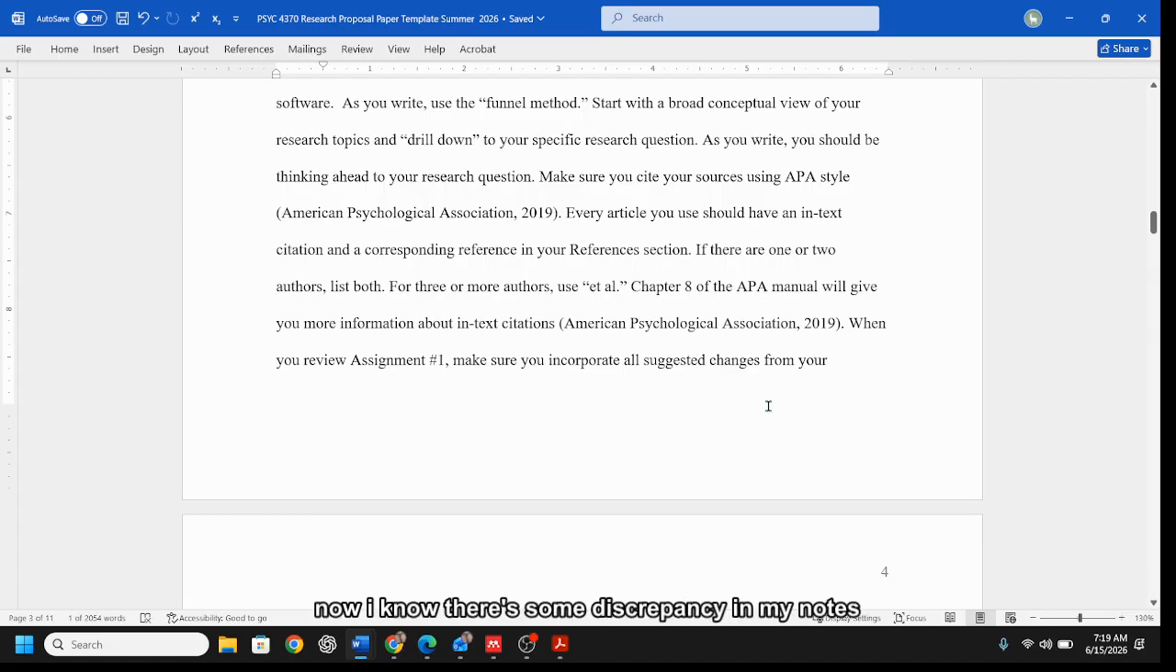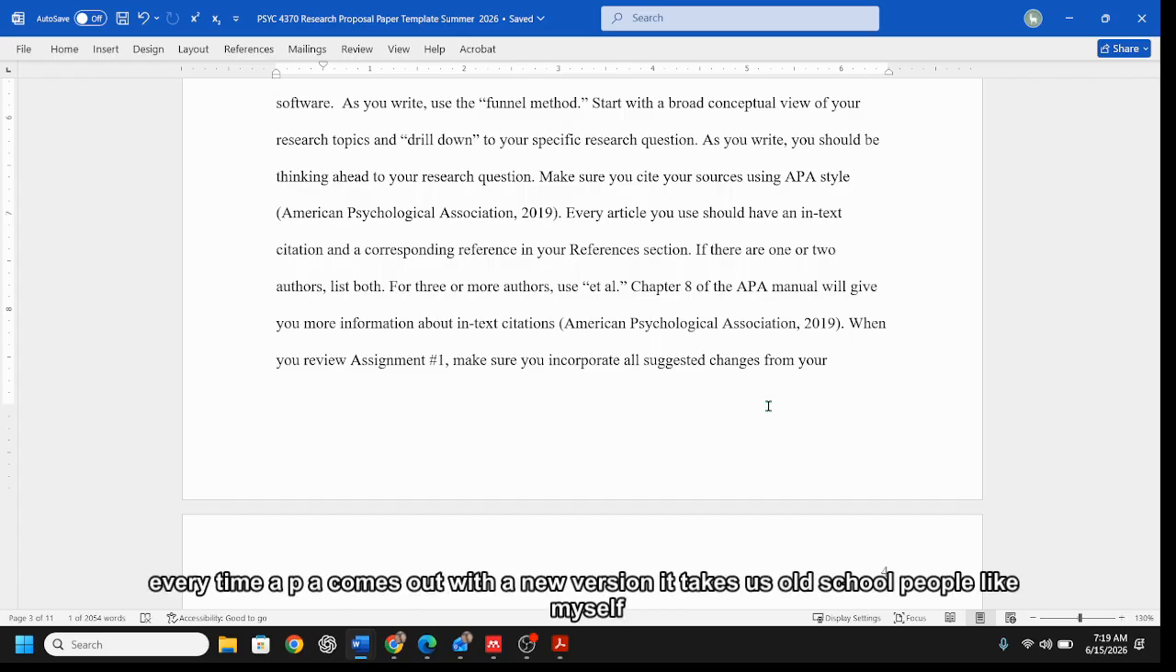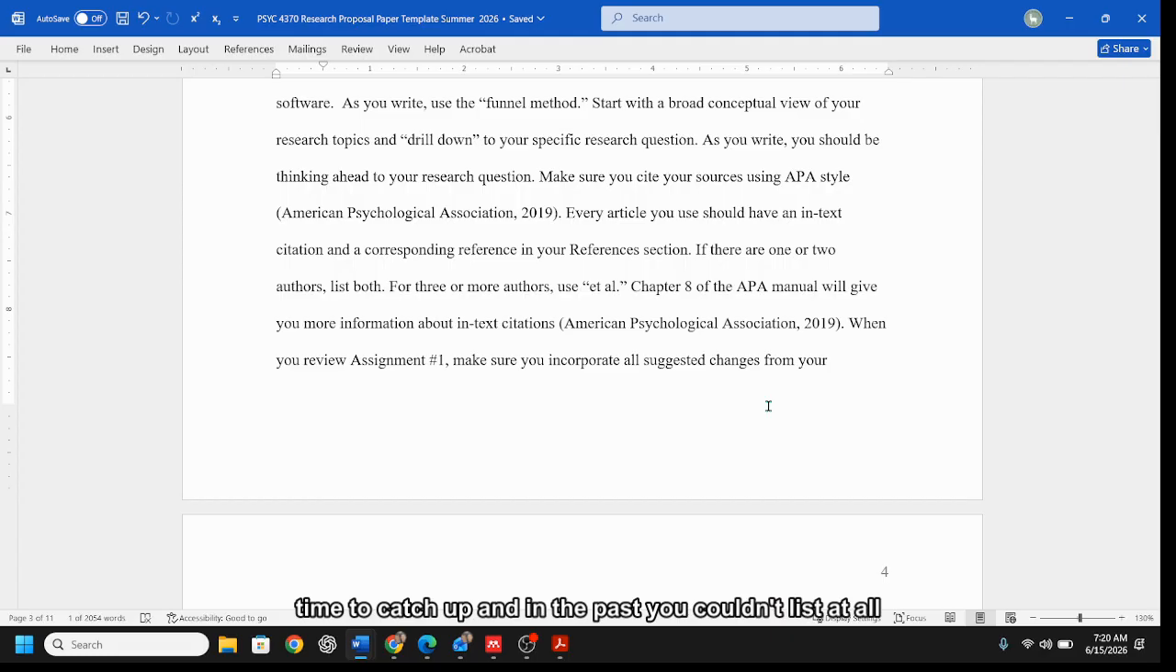Now, I know there's some discrepancy in my notes. This is because this is changing every time APA comes out with a new version. It takes us old school people like myself time to catch up. And in the past, you couldn't list et al. the first time you cite a paper in your writing. You can now. So basically, I'm not going to dock you if you do either way.